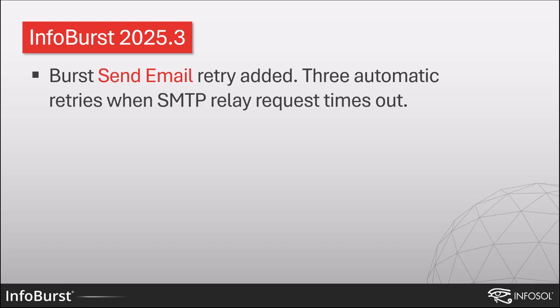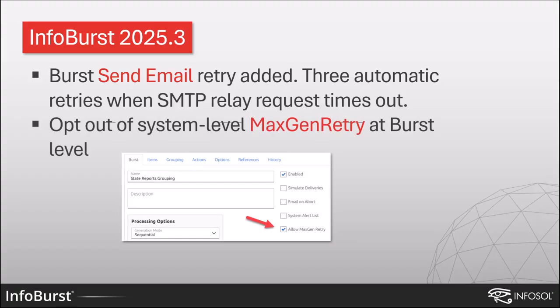InfoBurst will automatically retry a relay attempt to a mail server up to 3 times in the event of a timeout. MaxGen retry is a system-level setting which determines how many times a burst will be re-executed in the event of a MaxGen retry limit being reached. In InfoBurst 2025.3, users can opt out of this automatic retry at the individual burst level.